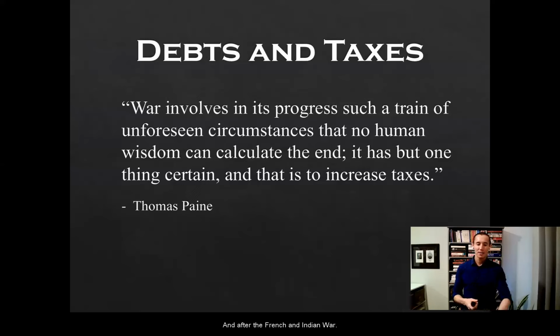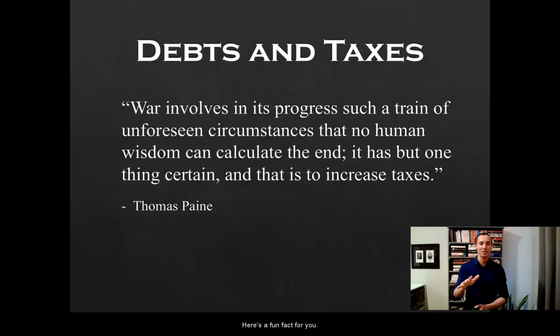And after the French and Indian War, England's debt more than doubled. And so England will have to start raising taxes to pay down the debt from the war. Wars are very complicated, but one thing that is certain is taxes will be raised.